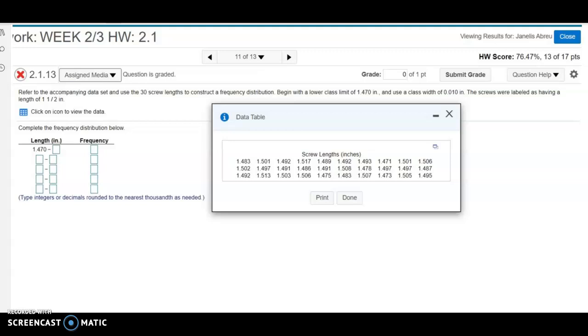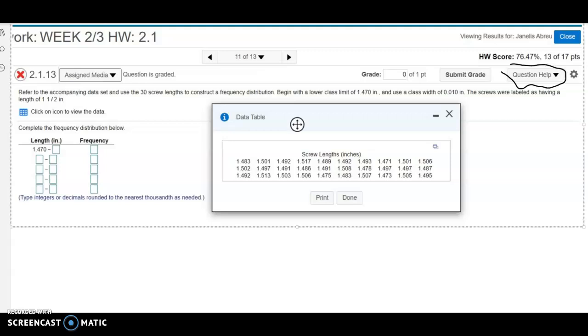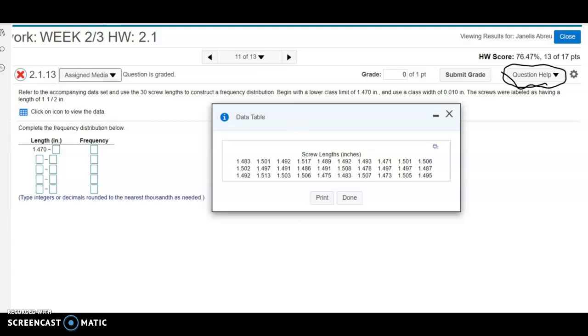It doesn't always come up with the same numbers for me as it does if you had sent it to me. So in the future, if you do have a question on homework, go over to where it says question help here, and there will be an option to ask my instructor. You can type in your message there, but it'll also send me the exact question that you have with the numbers, because the questions are toggled from student to student, so you have the same concept but slightly different numbers.